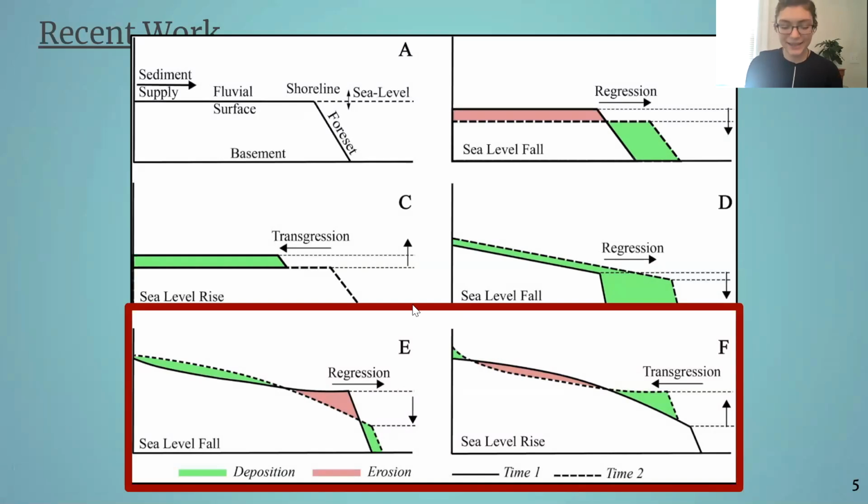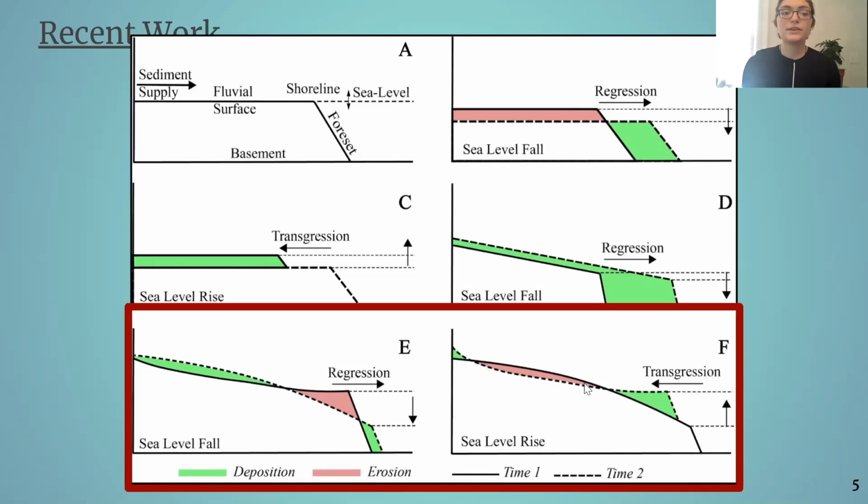Now, we see deposition in the upstream during sea level fall, and the foreset, and then erosion at the shoreline. During sea level rise, we see deposition in the upstream, at the shoreline, and then erosion in between.